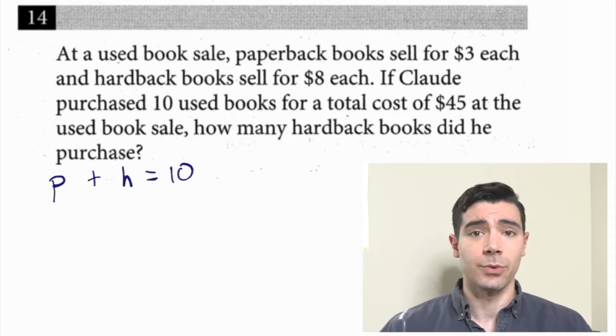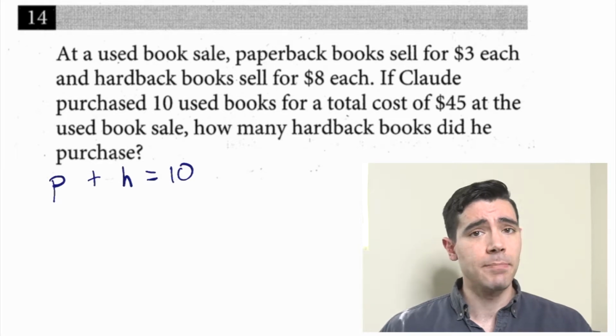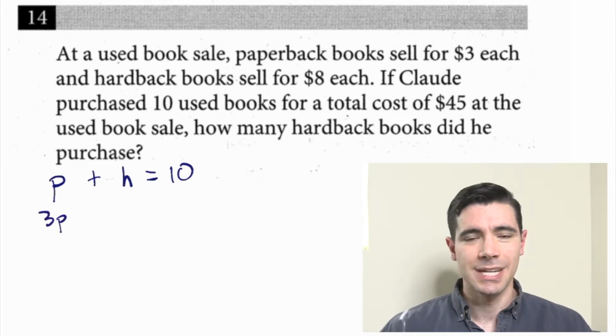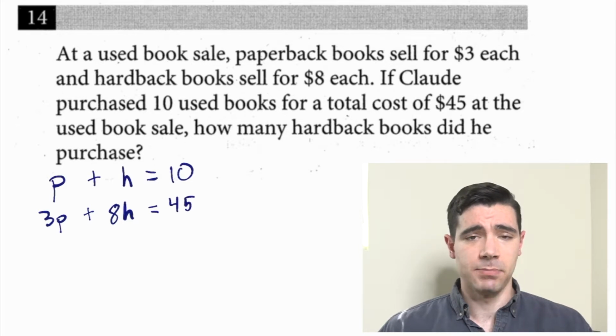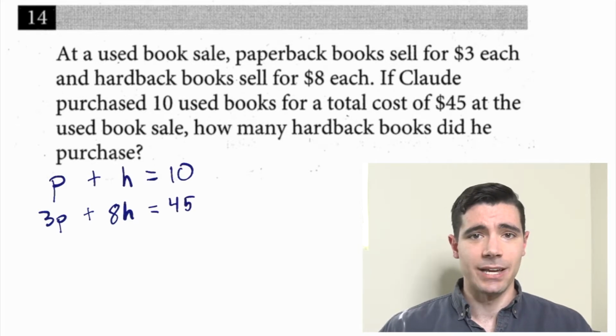Alright, cool. What else do we know? We know that the total cost of the books that Claude purchased was $45. A paperback book was $3 and a hardback book was $8. So 3P would be the total cost of paperback books, 8H would be the total cost of hardback books. 3P plus 8H would equal what? 45, right? Because that's how much he spent. So we have two different equations: P plus H equals 10, and 3P plus 8H equals 45.